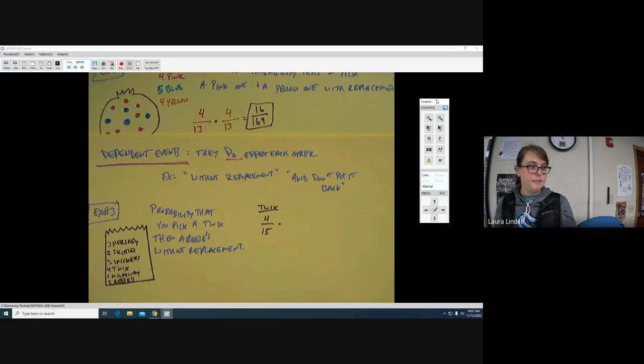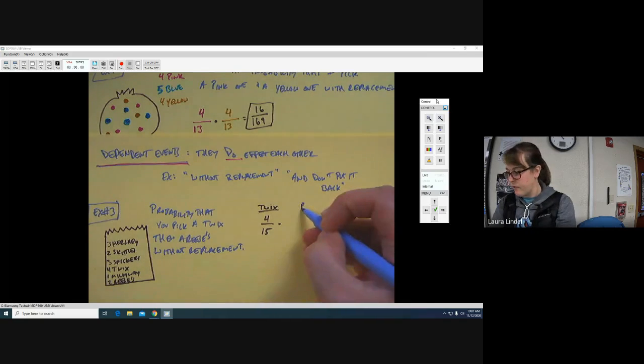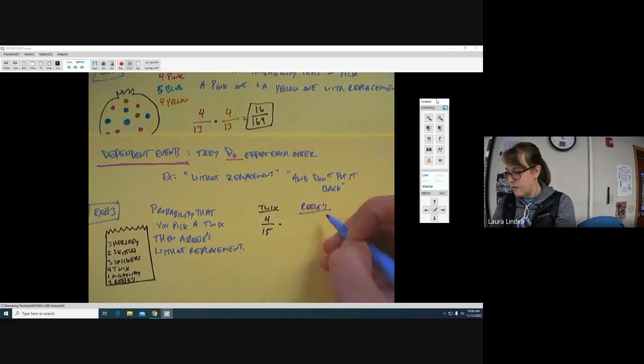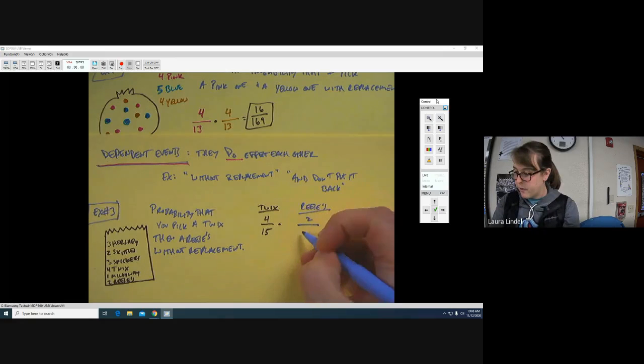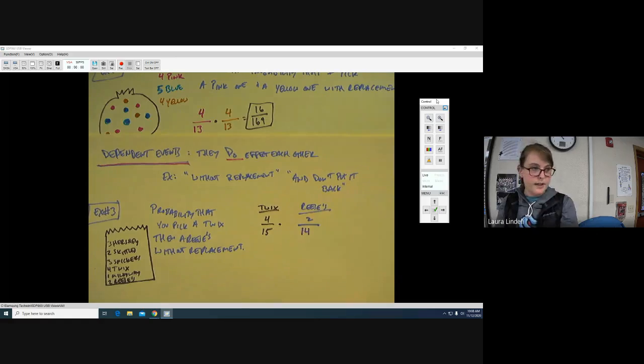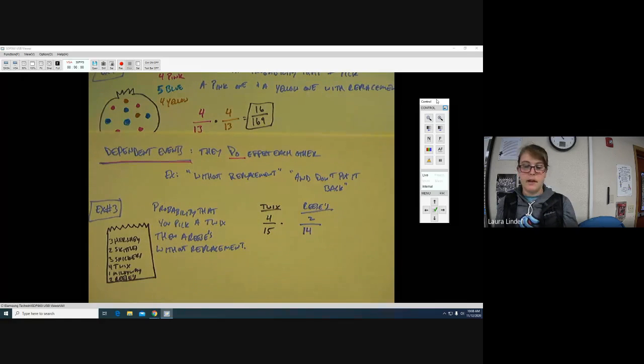But then I didn't put the Twix back. I ate it because, you know, I'm picking candy to eat here. So probability that I pick a Twix and then eat it and then pick a Reese's. Well, there's still 2 Reese's left in the bag, right? But how many candy bars are left in the bag? If I ate one of them. Yeah, there's only 14 left. So my probability of picking a Reese's for the second time around is 2 out of 14. Because I ate one of the Twix bars.